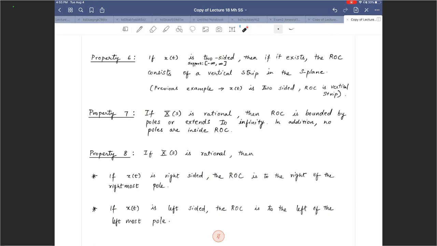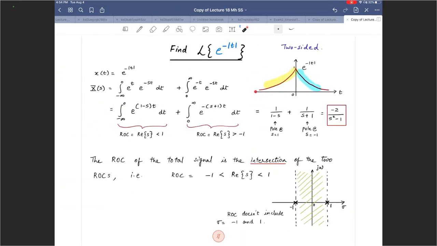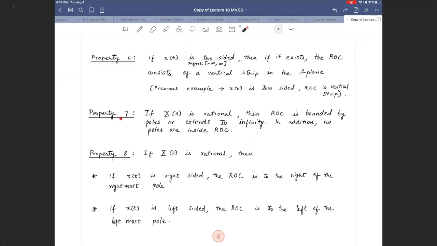Now, property 6, we can validate that quickly by looking at the previous example where x of t was e to the minus absolute of t, and it was a two-sided signal, and the region of convergence happened to be a vertical strip. Now, we can also view this as a left-sided signal, the yellow piece, so its region of convergence will move left. This guy in blue is a right-sided signal, its region of convergence will move right, and there is going to be an intersection which will have to be a vertical strip.